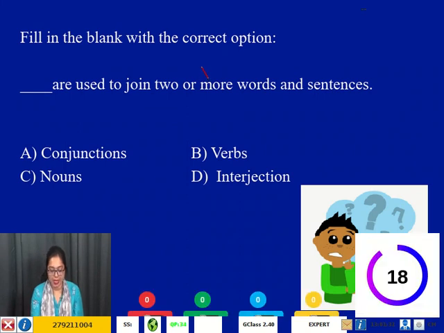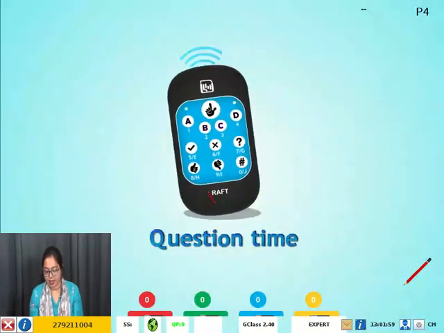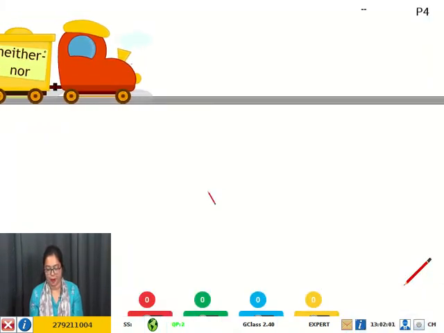So you are to choose the correct answer among the four options, okay? So what are the four options? Option A is conjunctions. Option B is verbs. Option C is noun. And option D is interjections. So any guesses what will be the correct answer? So your time is up. The correct answer for this question is option A. Yes, I hope all of you have answered these questions correctly.